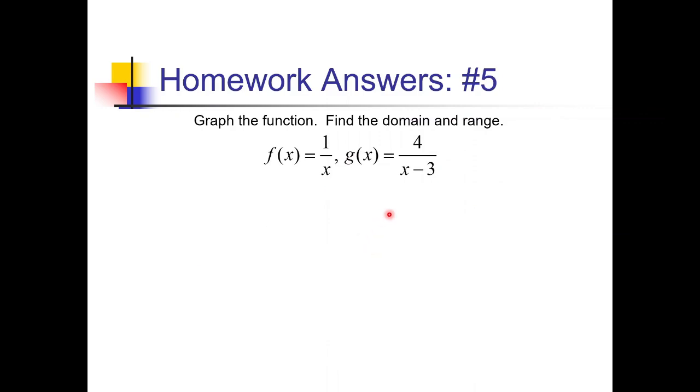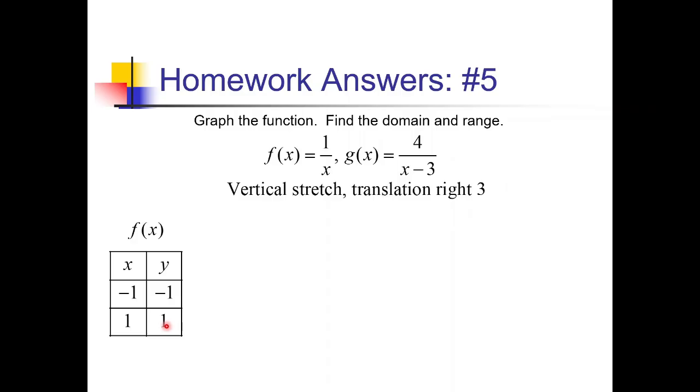For this one, I have a few things going on transformation-wise. The 4 up here is giving me a vertical stretch. The -3 downstairs is giving me a shift of 3 to the right. So vertical stretch and translation, right 3. For my parent table, I've got -1, -1, and 1, 1, because this is the 1 over x function.